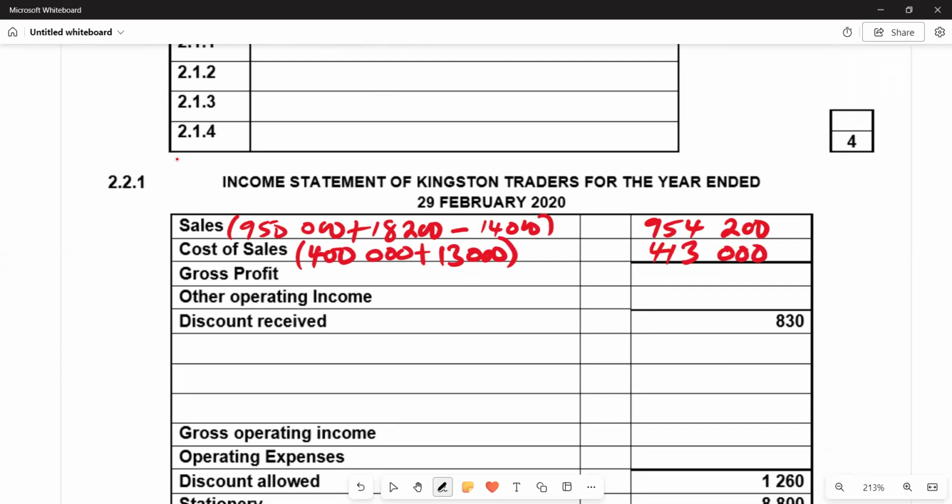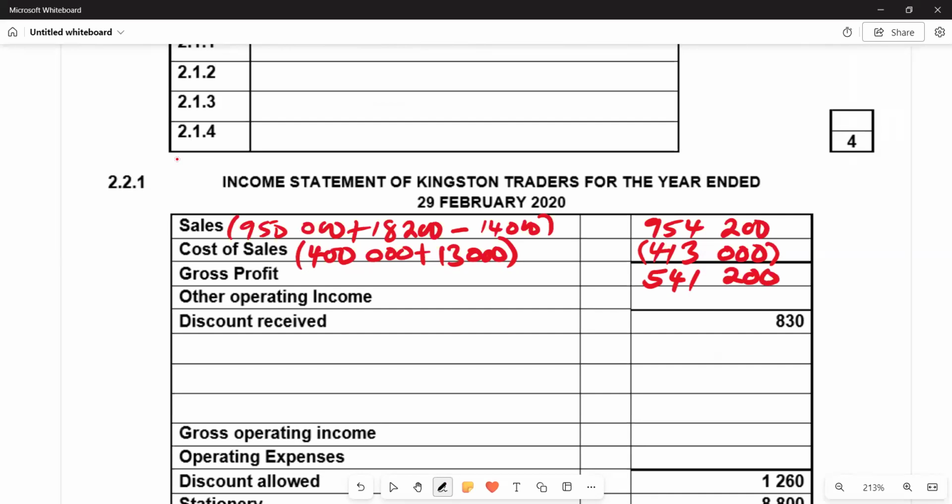And then our cost of sales, remember, we say sales minus cost of sales to get our gross profit. So obviously our cost of sales has to be a negative figure, so that we subtract it from 954,200 to get our gross profit. And then the answer that we get is our gross profit. We are saying 541,200. So this is what we have.